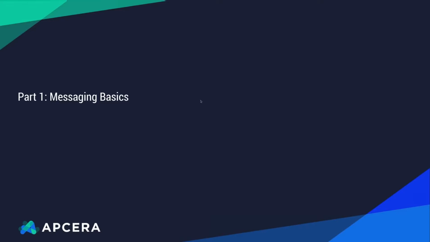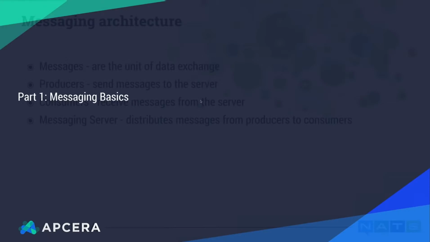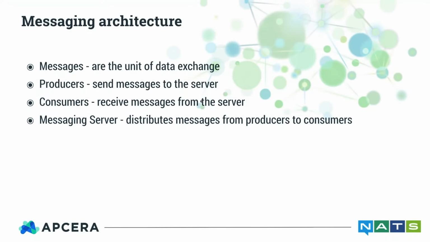With that said, some of the messaging basics. There are four main elements to messaging. We have messages, which are the unit of data exchange. We have producers, which send messages to the server. We have consumers, which receive messages from the server. And we have the messaging server itself, which distributes messages from producers to consumers.